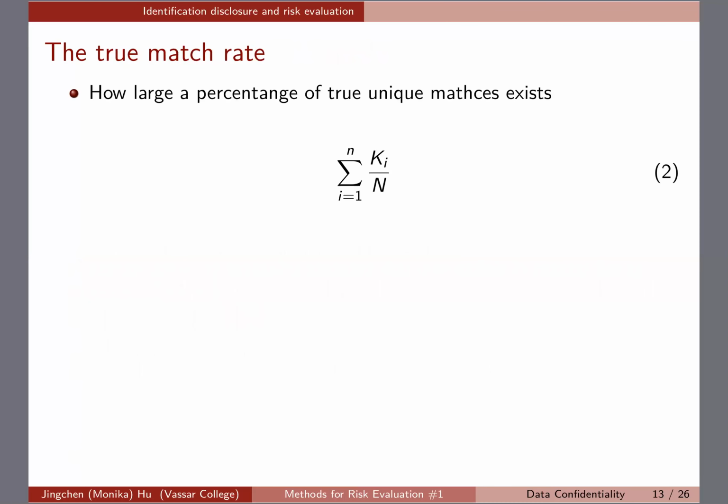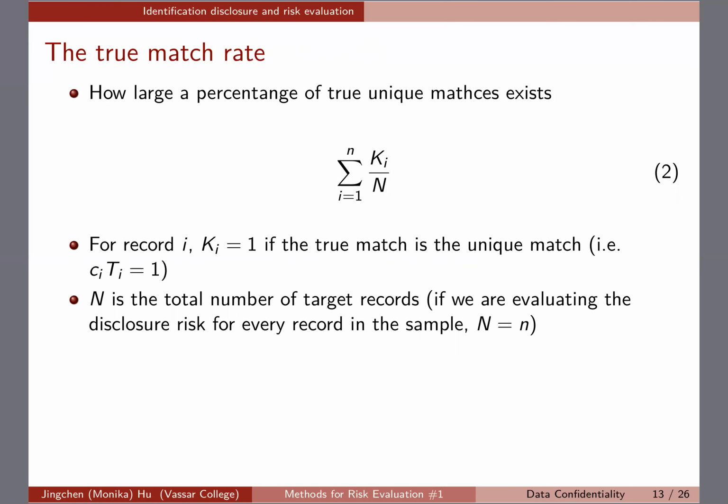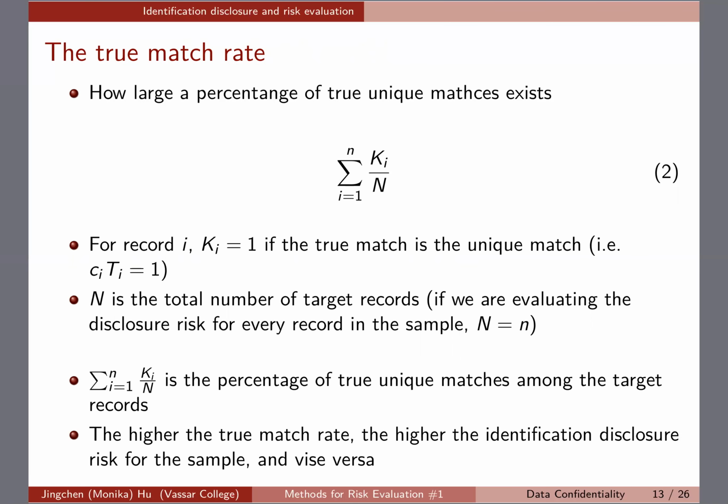Okay, so the true match rate, as you can see, is Ki over N. Ki, if it's a true unique match, is 1, because that's where Ci times Ti is 1. And capital N is the number of targets we're thinking about, typically small n. When you take the ratio and sum, it gives us the percentage of true unique matches in the data set. Overall it's intuitive: the higher the true match rate, the higher the risk overall. Make sense?